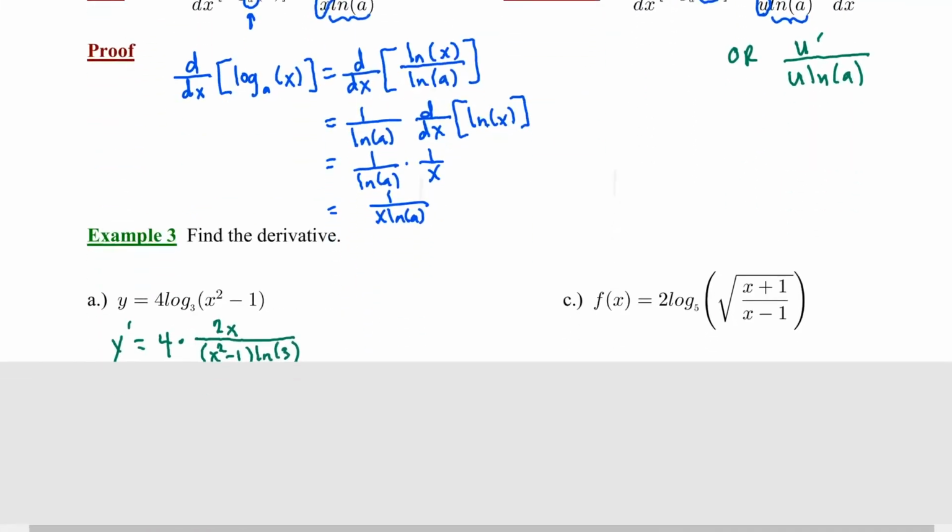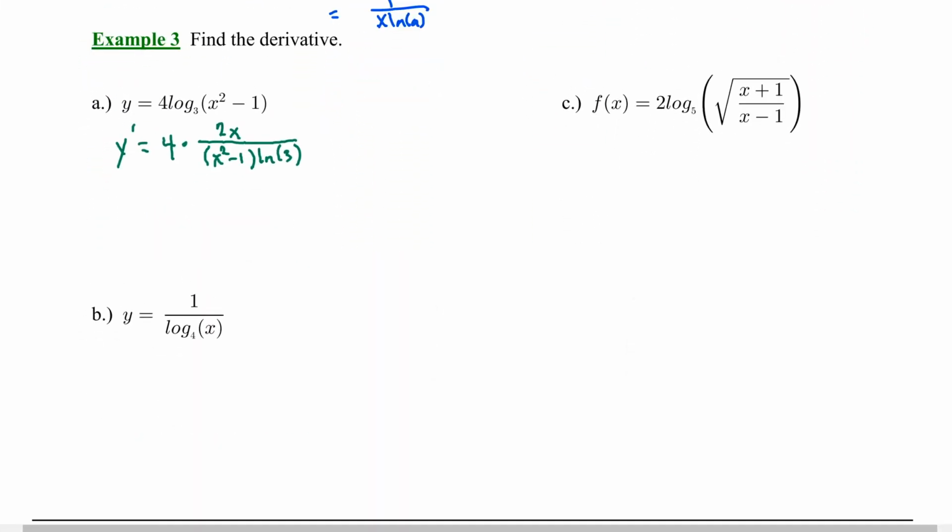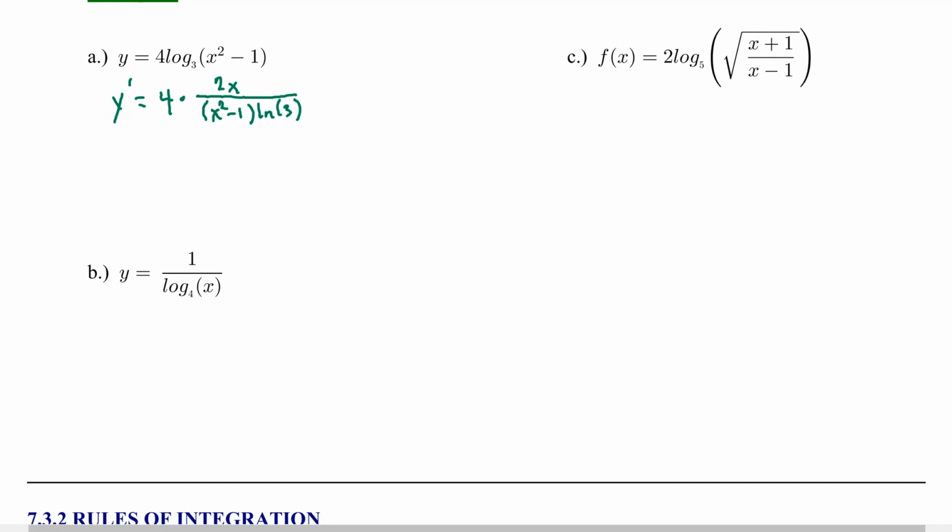Let's try another example. Example B, we have 1 divided by log base 4 of x. So notice we have a quotient here. Now, we can always avoid the quotient rule by rewriting that logarithm as a negative exponent. That denominator, log base 4, can be raised to the negative 1 power. That way, we can avoid the quotient rule by using the power rule. So we'll take the exponent, negative 1, down in front. We're going to keep the base the same, and then we're going to decrease that exponent by 1.